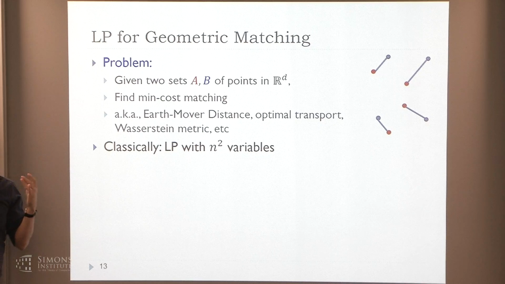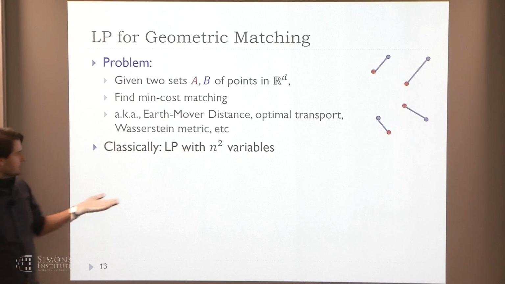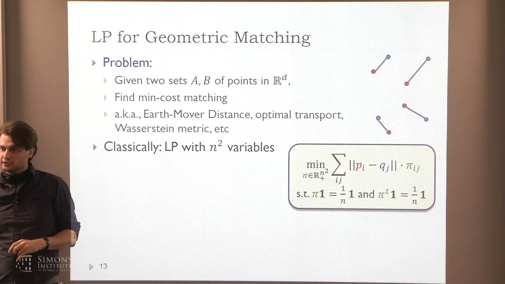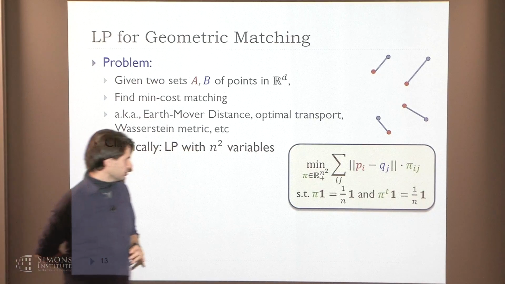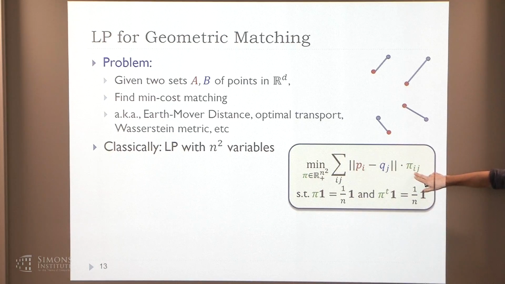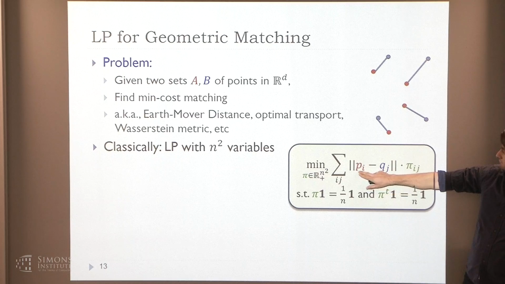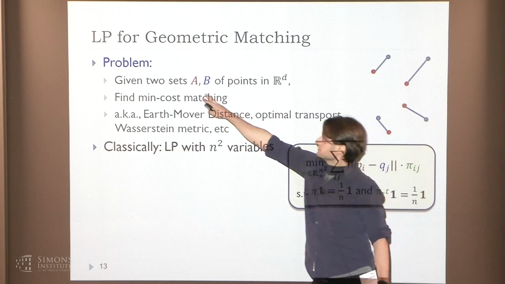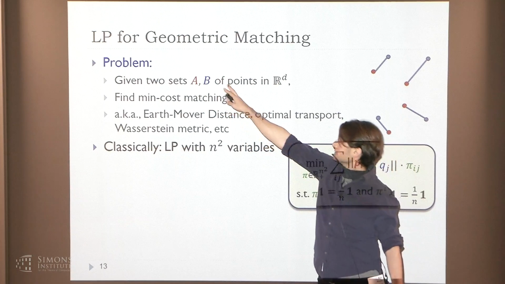Classically, you can set up an LP to solve this problem. It will have n squared variables. This is one way to set up this LP. So you'll have pi ij, which says whether, or how much of, point i from the red set we match to the point j from the blue set. This is the color coding. Set A is red and set B is blue.